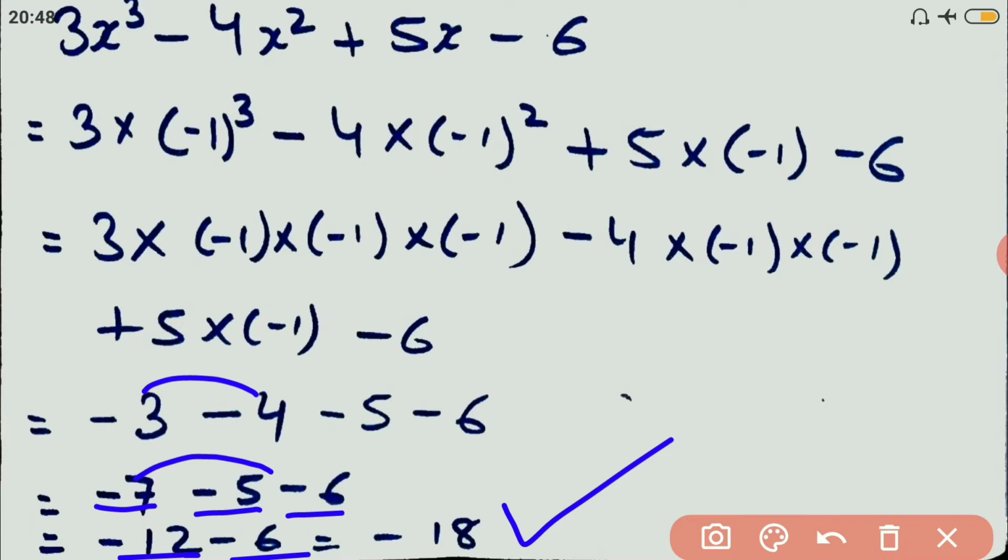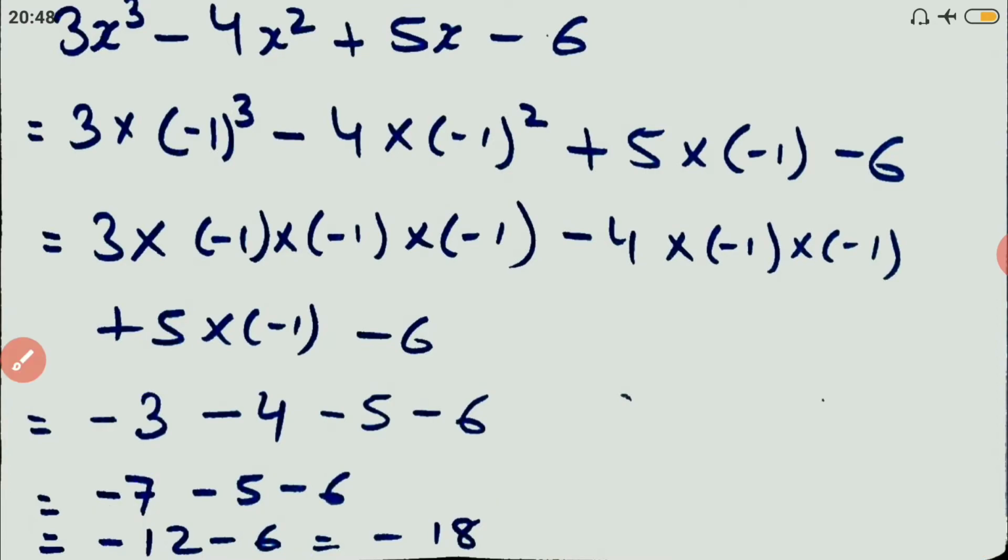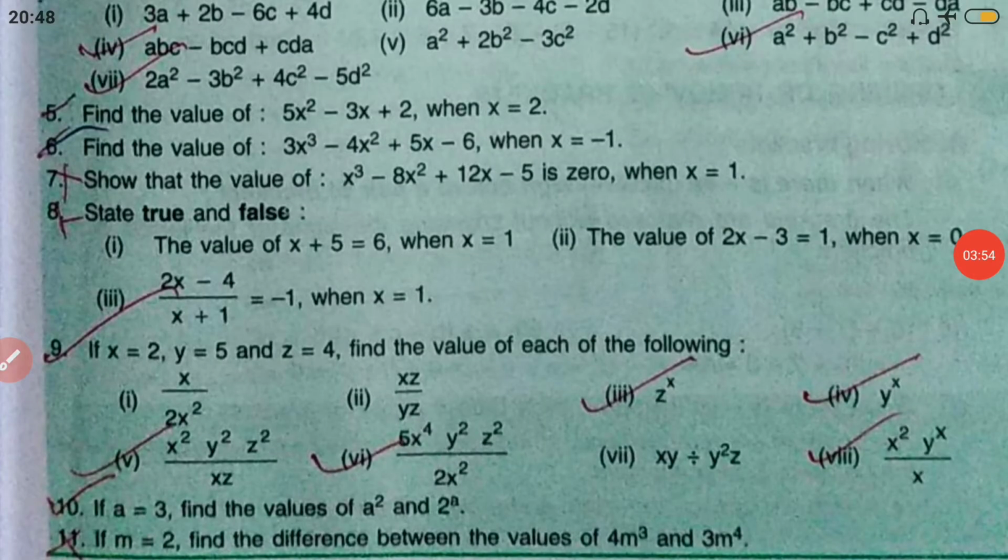Now let us try to do the next number. As we have discussed earlier in the previous video, we are not going to do number 7 and we are not going to do number 8. So let us start with question number 9. Let us try to solve question number 9.